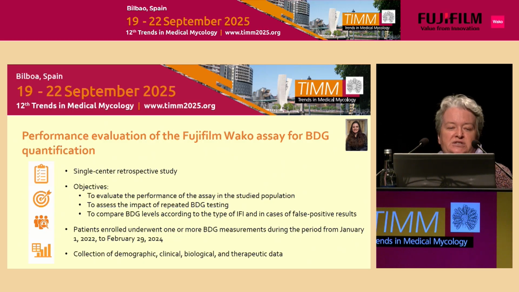There are 3 objectives: to evaluate the performance of the assay in the studied population, to assess the impact of repeated BDG testing, and to compare BDG level according to the type of IFI and in case of false positive result. Patients enrolled underwent 1 or more BDG measurements during the period from the 1st January to the end of February. We have collected demographic, clinical, biological, and therapeutic data.